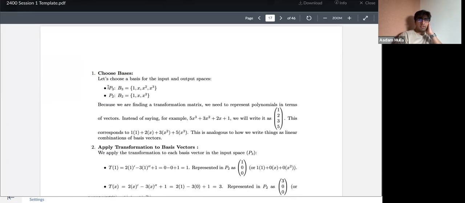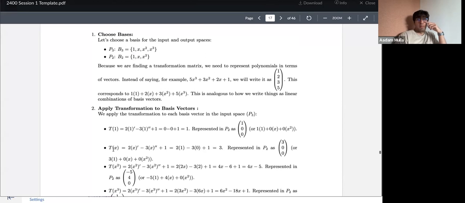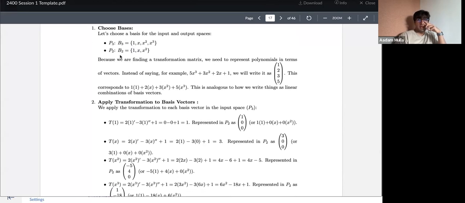So we're going to end up with only degree 2 polynomials. Okay, so here are the steps. Let's choose a basis for the input and output spaces. For P3, our basis is going to be 1, x, x squared, and x cubed. And B2 is going to be 1, x, and x squared. And we're going to represent our polynomials in terms of vectors. So this polynomial, we're going to write it as 1, 2, 3, 5. And that shows the power of vectors. This vector is just saying 1 times the first thing in the basis, plus 2 times the second thing in the basis, plus 3 times that, and then we get our polynomial out that we wanted in the first place.